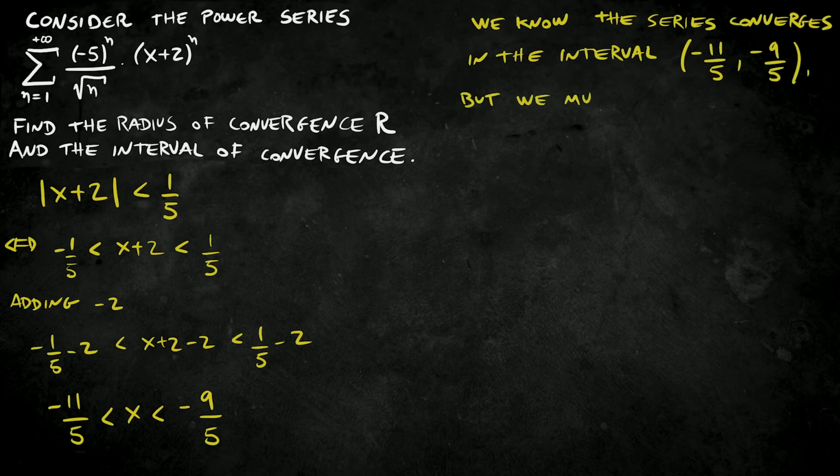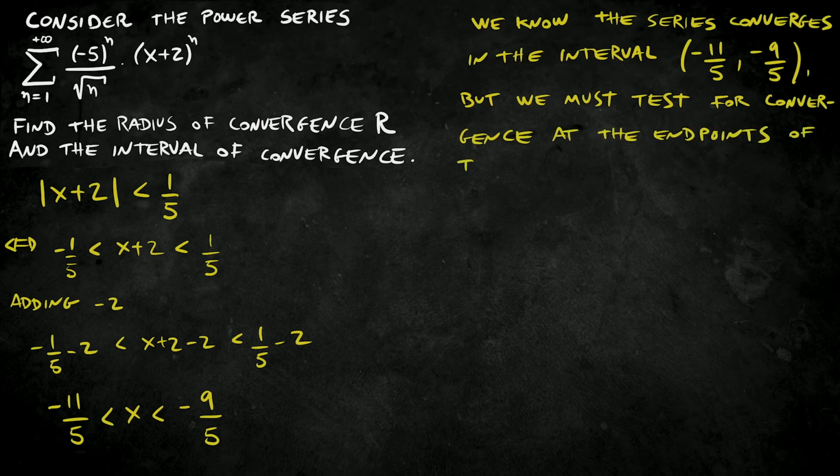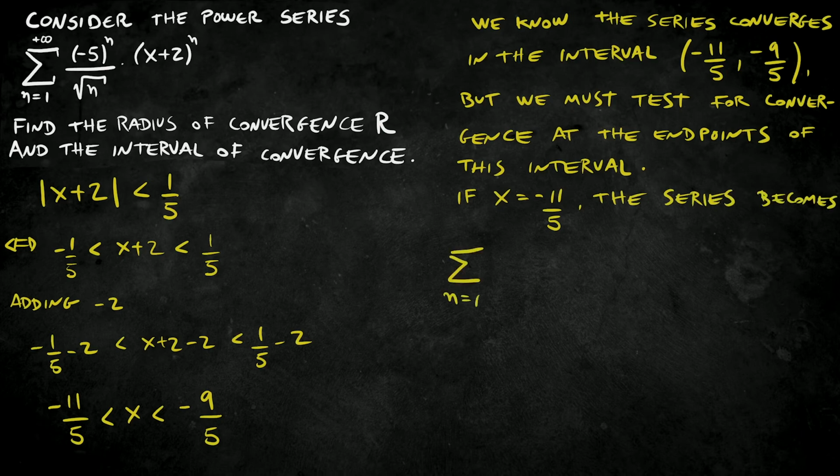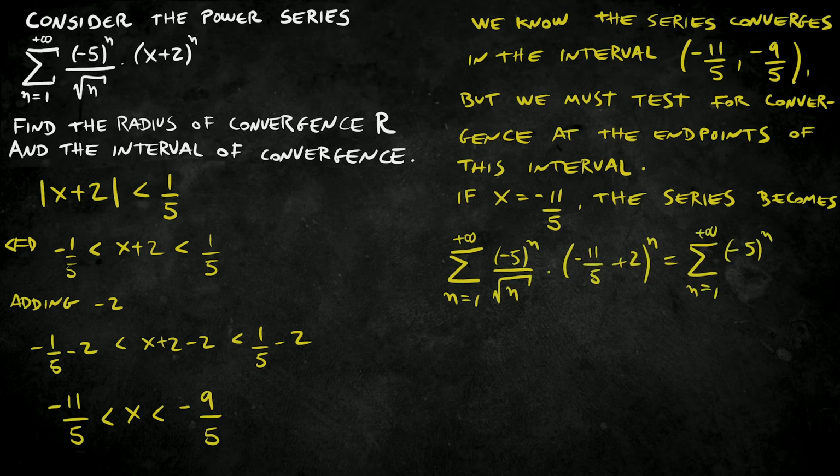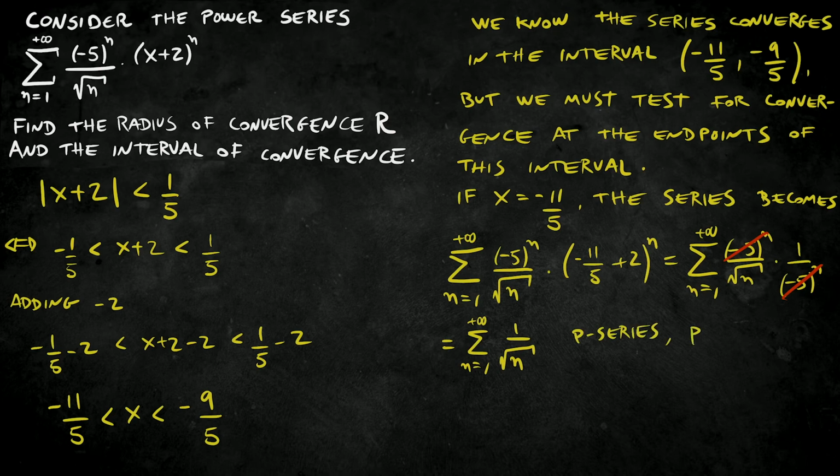That's for sure. But we must test for convergence at the endpoints of this interval. If x is -11/5, we replace x with that value and simplify as much as we can, and then we get the series from n = 1 to positive infinity of 1 over square root of n. That's a p-series with p less than 1, which implies divergent. So I'm not going to include the point -11/5 in my interval.